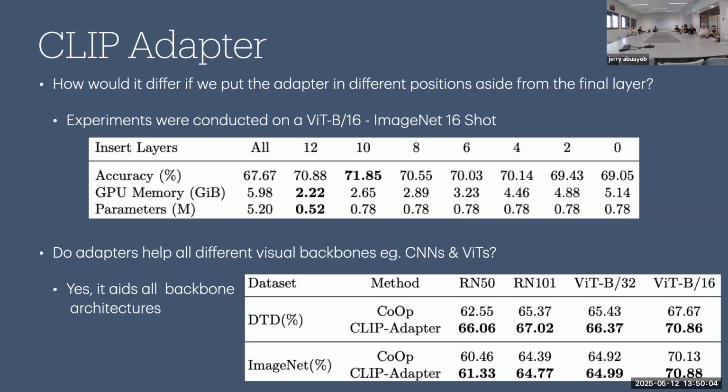And the question is, do adapters help all different visual backbones, like convolutional neural networks and vision transformers as well? And the answer is yes. Over here they compare it with CoOp on 2 datasets, and you can see that there's an improvement with the CLIP adapter when we use a ResNet-50, a ResNet-101, and both vision transformer backbones. So it really does help in that manner.